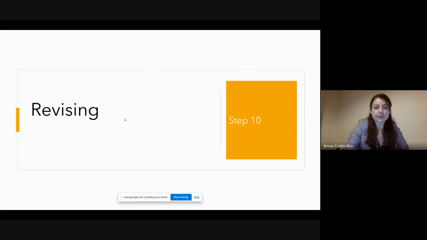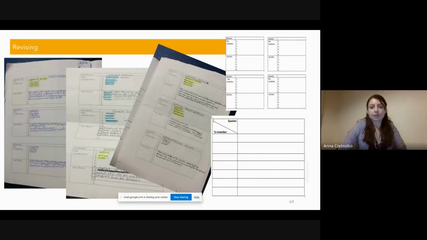Step 10, revising. So again, we are coming back to the use of tables. So this was used before. It's a fantastic method to revise. Students can ask each other. It's easy to check if they work in pairs. If we use any collaborative methods, they can ask each other for answers.